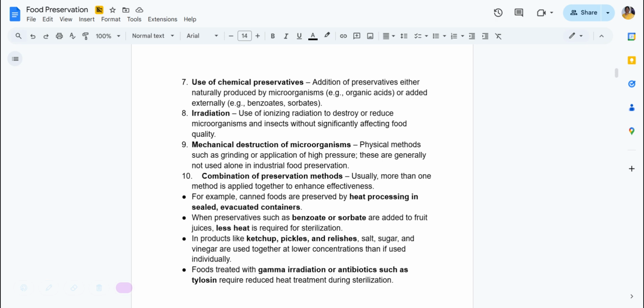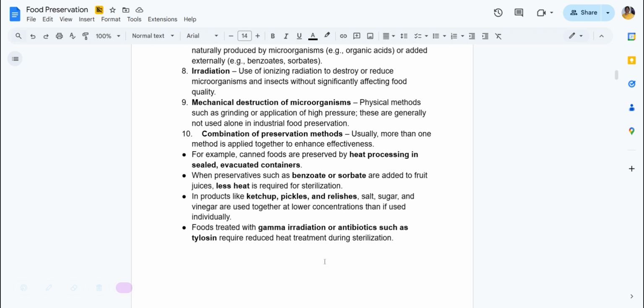For example, if you are going to use chemical preservatives like benzoates and sorbates, then we can apply less heat for the fruit juices, and if you are going to use salts, sugars, and vinegars together, then the concentration of these solutes can be reduced, and low temperature is also used for sterilization. Gamma radiation and antibiotics, if you are going to use them, require a reduced heat treatment. So in this way we can apply different methods for preservation and increase the shelf life of the food.